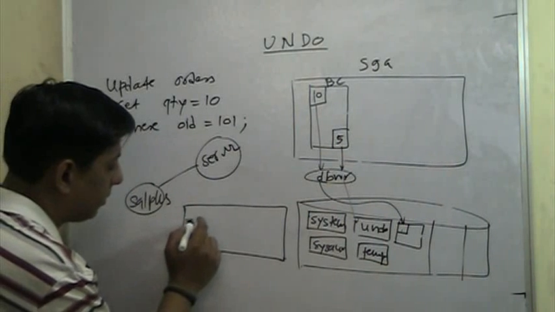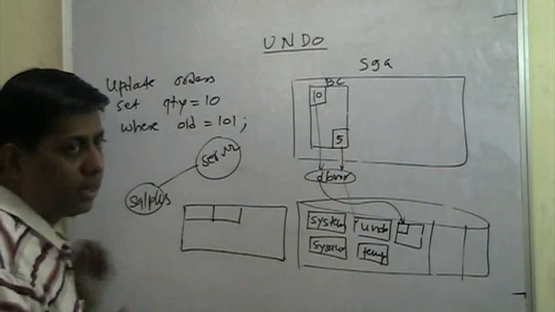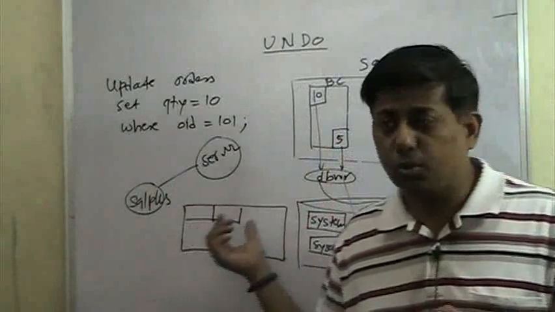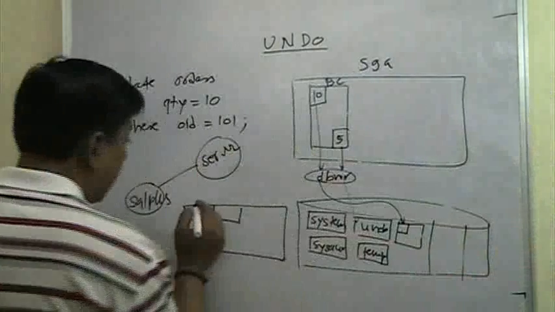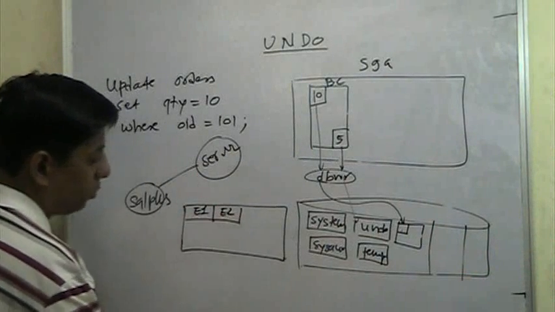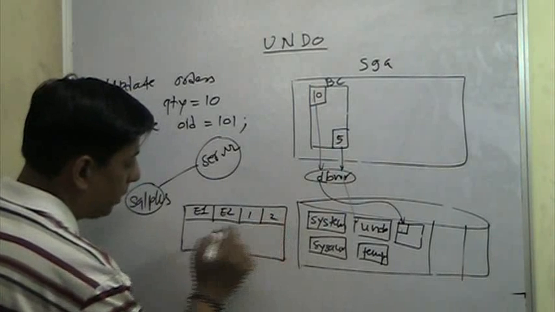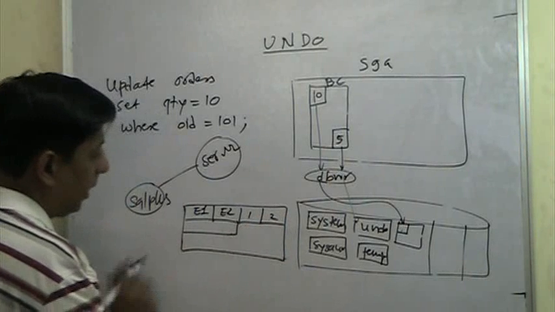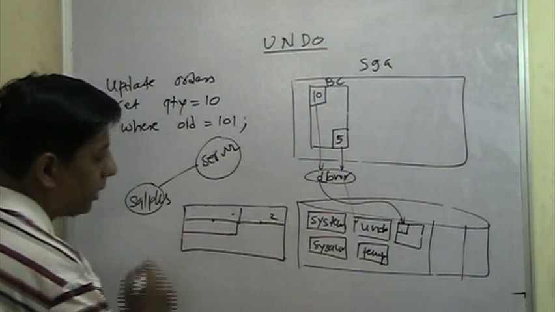So let us say this is the first undo segment. The undo segment must have at least 2 different extents. The minimum extent requirement for undo is 2. So the first undo segment is going to have extent 1 and extent 2. The second undo segment will have again extent 1 and extent 2, and so on. There would be quite a few undo segments that will be created. So this is the first undo segment, this is the second undo segment, and third undo segment, and so on.